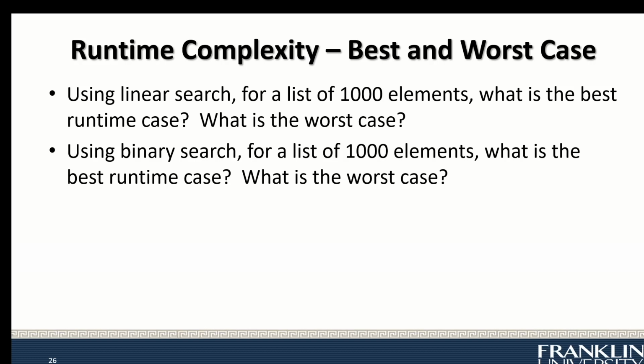Well, for the linear search, the best case is, hey, the item you're looking for is the first item in the list. I find it, I return it, I'm done. The worst case would be the item you're looking for is either the last item in the list or not in the list, because I go through all of the elements to make that determination. In the binary search, again, the best case would be 1, and the worst case for 1,000 elements would be 10. That's only about 10 comparisons.